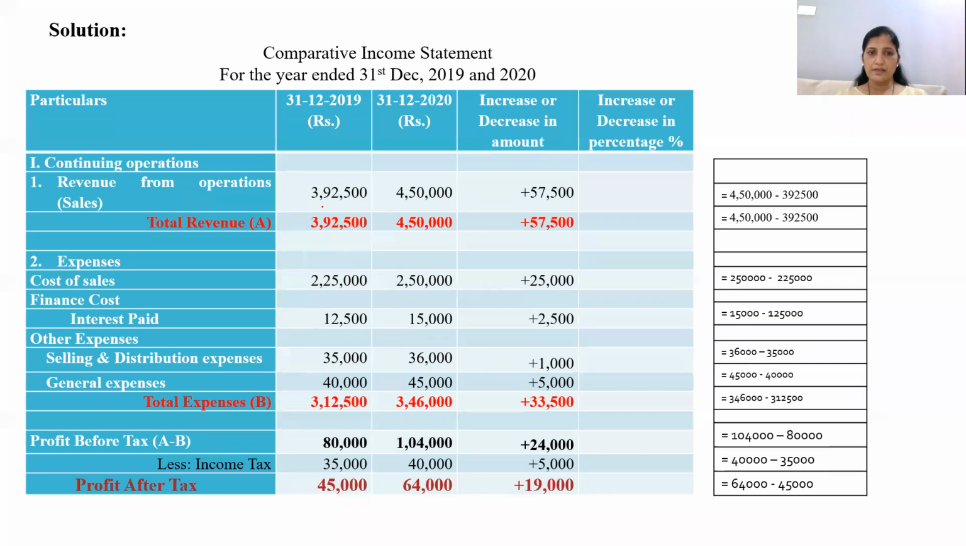4,50,000 minus 3,92,500. The meaning is you are comparing two years, 2019 and 2020, to see whether the amount has increased or decreased. Sales in 2019 is 3,92,500. Sales in 2020 is 4,50,000. So it has increased. How much has it increased? You can calculate like this.